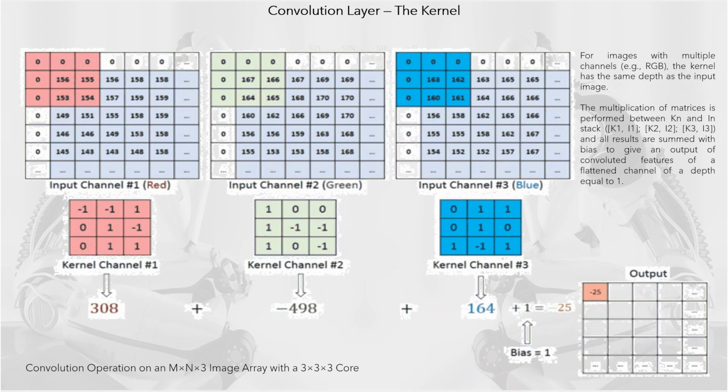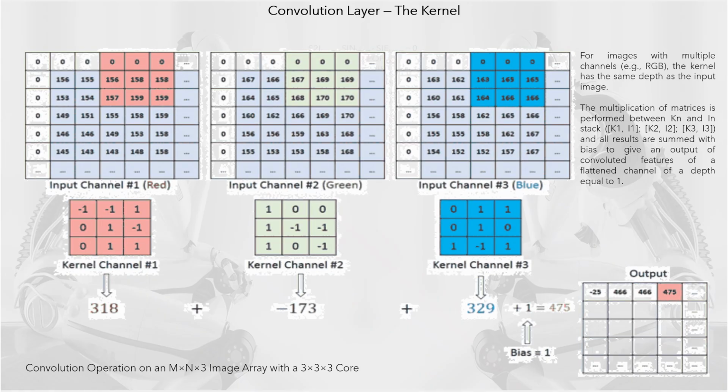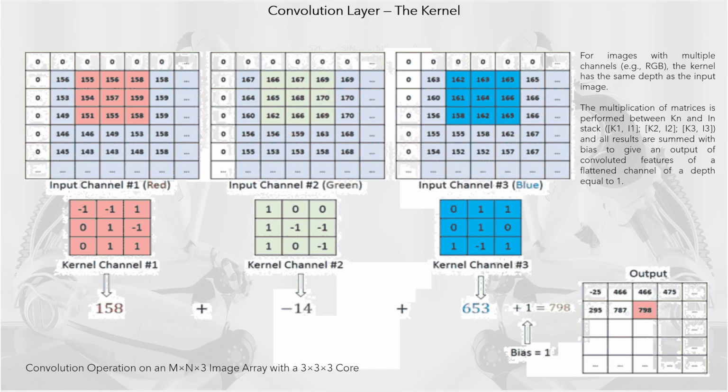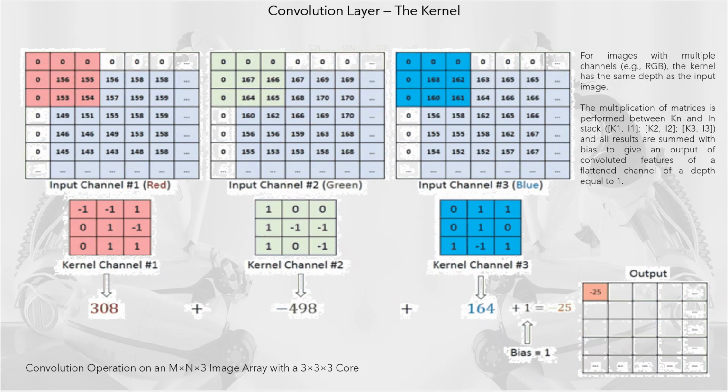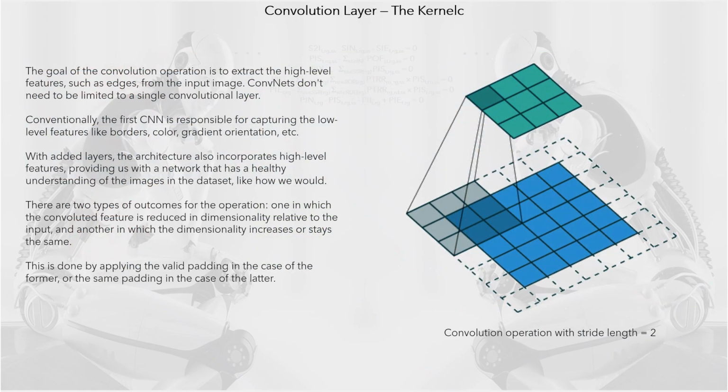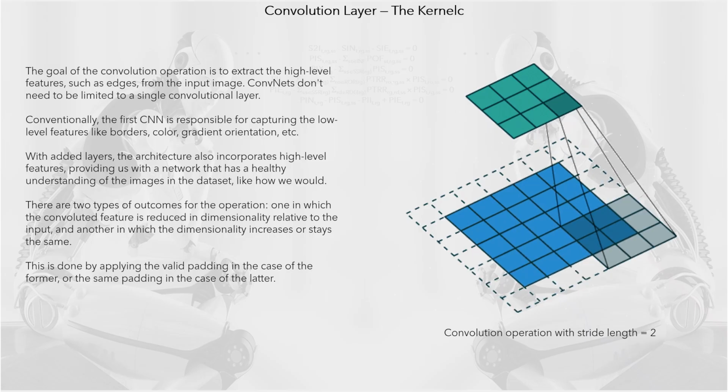For images with multiple channels, such as RGB, the kernel has the same depth as the input image. The multiplication of matrices is performed among all the pixels, and the results are summed with bias to obtain a convolved output of a flattened channel of depth equal to 1. Convolution operation with stride length equal to 1. The goal of the convolution operation is to extract the high-level features, such as edges, from the input image.